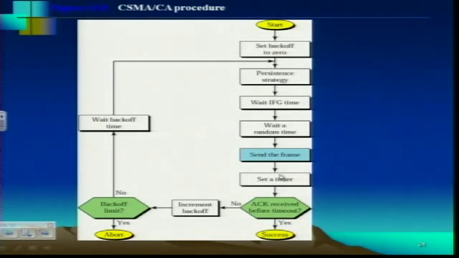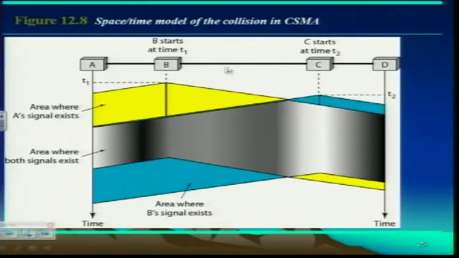Okay, there's also a timer that's sent, and then you go through that mechanism. Okay, so that's collision avoidance. And here is again a scenario of how that takes place. This is the area where both the signals exist.